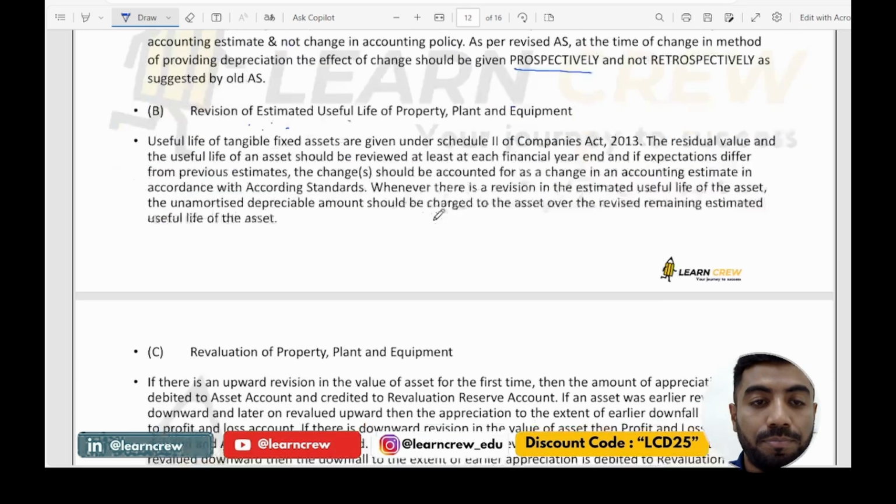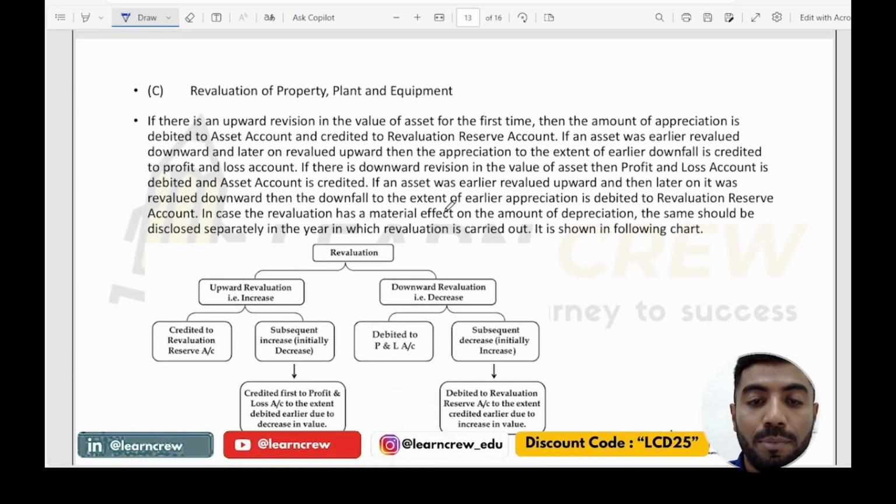Done. Then another important topic: revaluation of property, plant and equipment. There are two cases here. An asset can be valued upward or downward. Say, for example, you purchase an asset for 10 lakhs. Either it can be valued at 12 lakhs or even more, which is an increase, or it can be valued at 5 lakhs, which is a decrease. Those two cases are there.